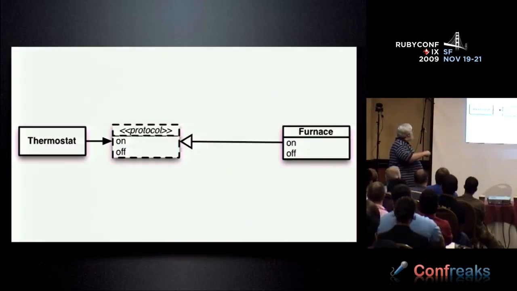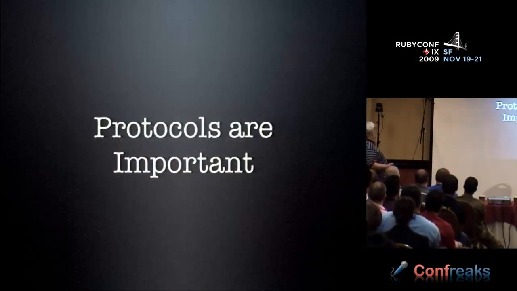So thermostat is written with this idea of something I can turn off and something I can turn on. And then we write the code here that conforms to that idea, that protocol. So a protocol is just a list of methods with certain semantics. Certain semantics. Keep that in your mind too, because we'll get to that in a little bit. Okay, so protocols are important in Ruby.